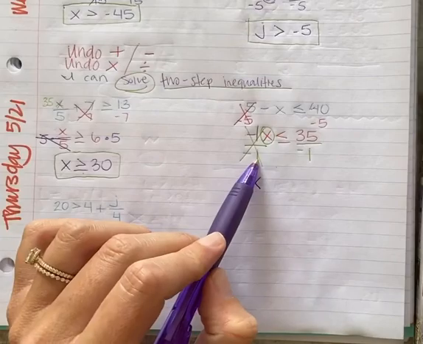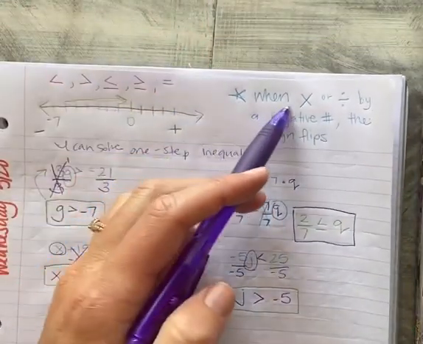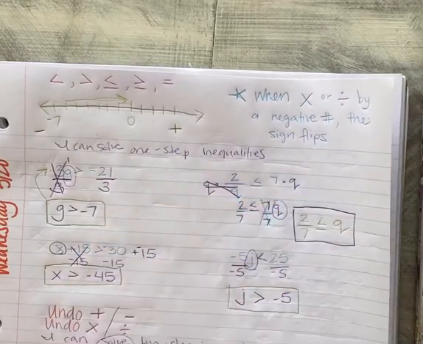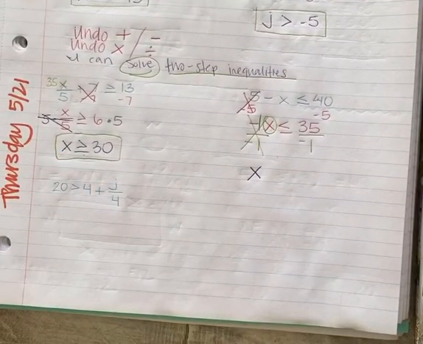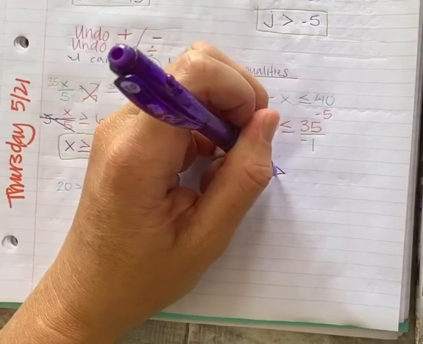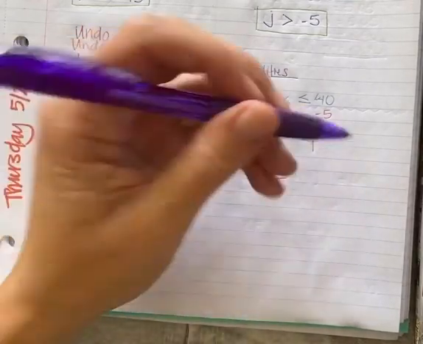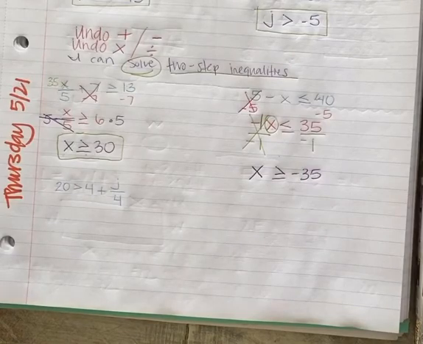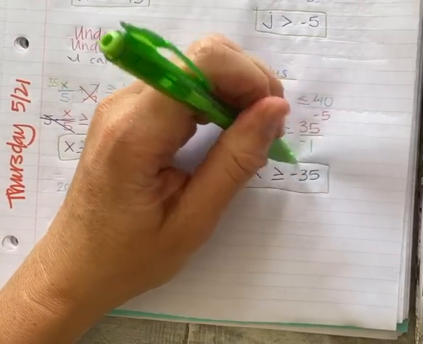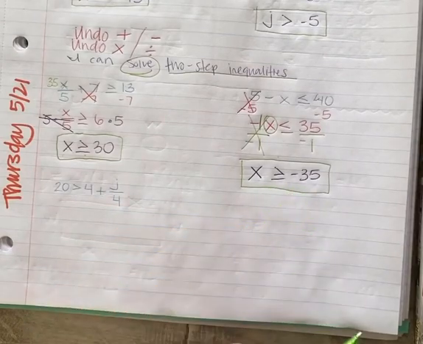And then we divided by a negative. Remember our rule from yesterday. When you multiply or divide by a negative number, the sign flips. And we proved why that's true in yesterday's video, so go back and watch that if you need to. So this sign is going to flip. And then 35 divided by negative 1 is a negative 35. So that would be our response. x is going to represent anything that's greater than or equal to negative 35.